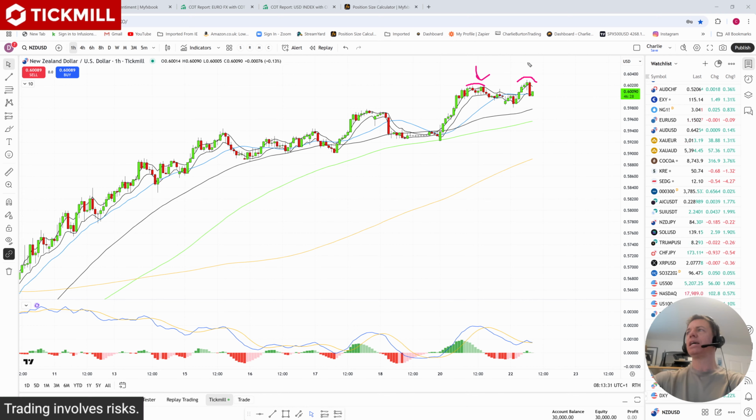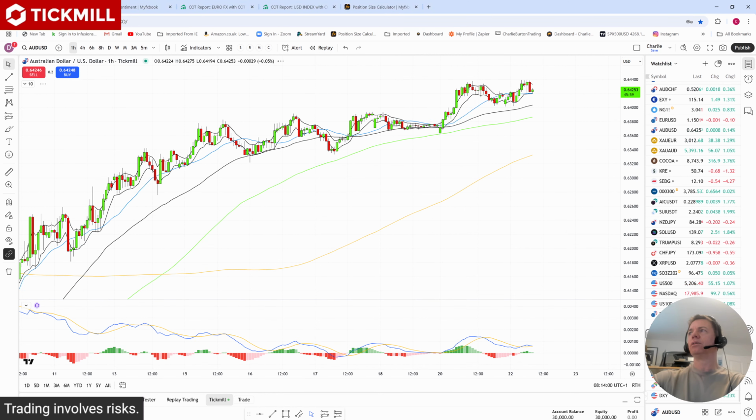So from yesterday's high, we've breached that, which is great. We've gone higher this morning on the New Zealand dollar, but we've got a divergence in place. We'll note that we've made a slightly new high, but we've got a divergence, and it's not just on the New Zealand dollar. So let's go and have a look at the Australian dollar as well.